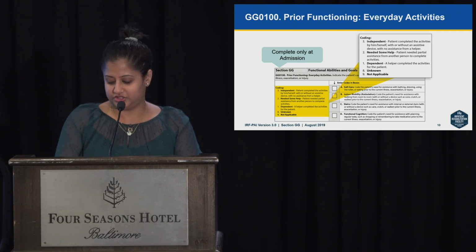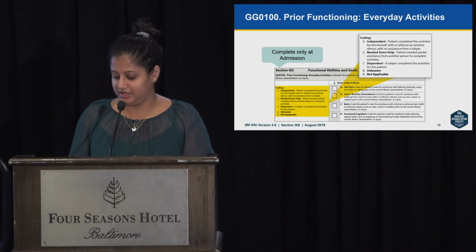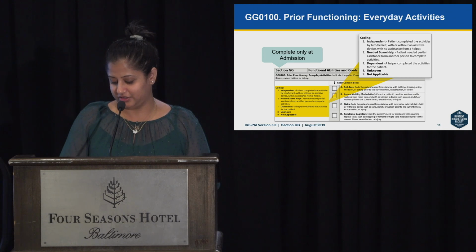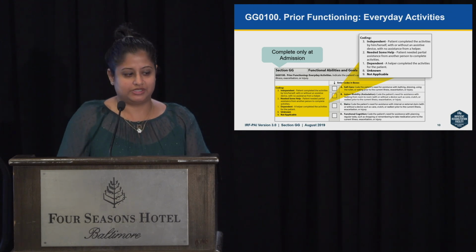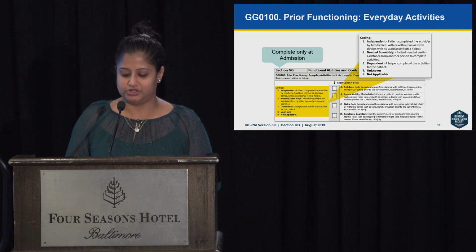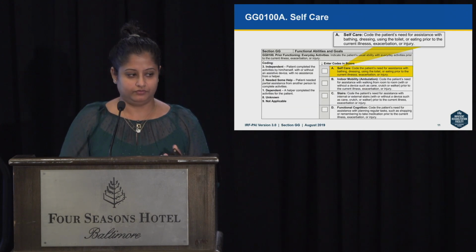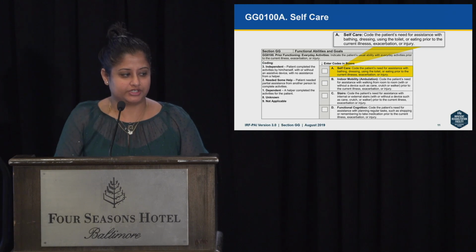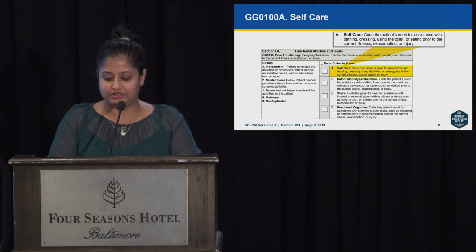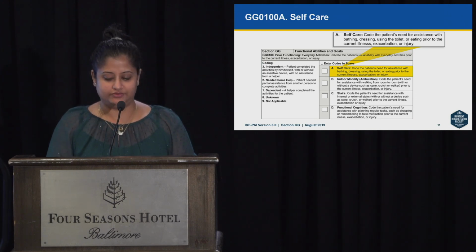So often clinicians won't have a lot of detail in terms of what the patient's ability was immediately prior to the illness that occurred, and we'll talk about the steps to obtain the information in just a few moments. So what you would do in that scenario. So GG0100A is self-care, which is defined as code the patient's need for assistance with bathing, dressing, using the toilet, or eating prior to the current illness, exacerbation, or injury.